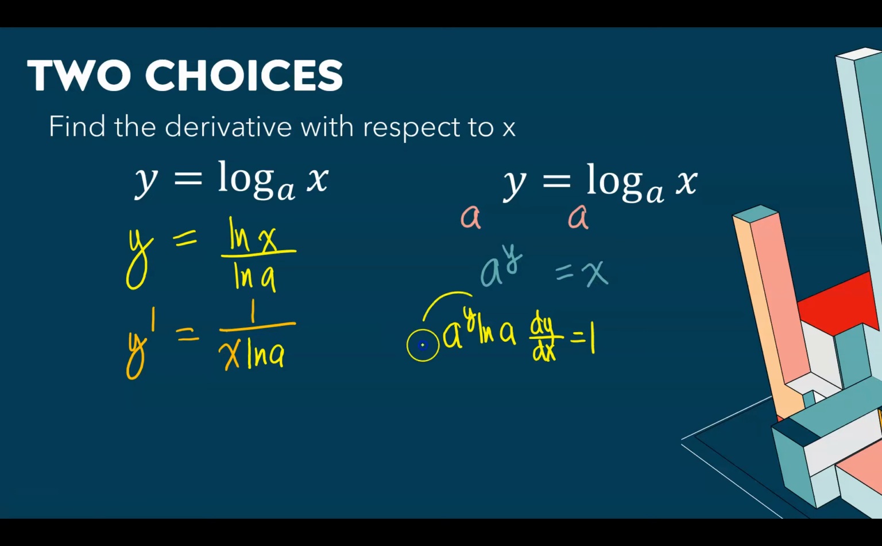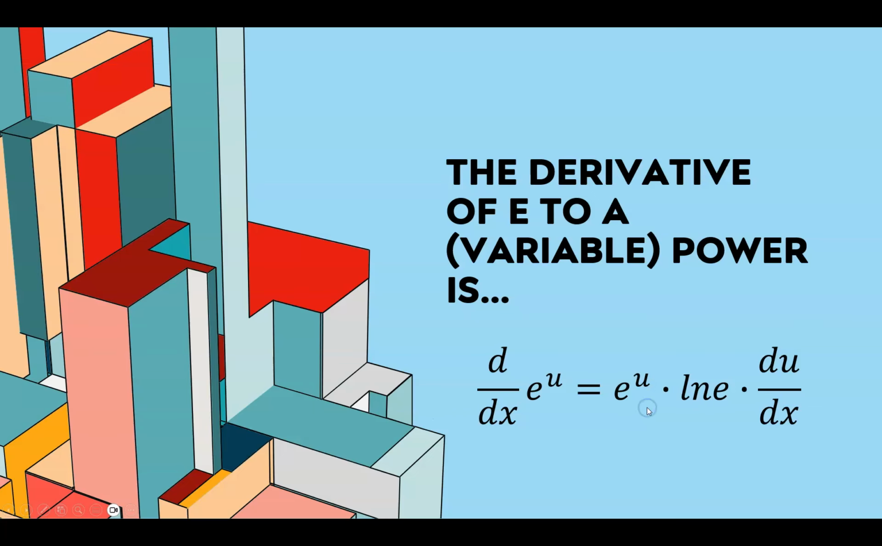And remember, a to the y right here counts as x, so when we divide a to the y natural log of a on both sides, we might as well make the swap a to the y is equal to x. So that's the last derivative rule. The derivative of log base something of x is 1 over x, just like natural log's derivative, natural log of that base a.